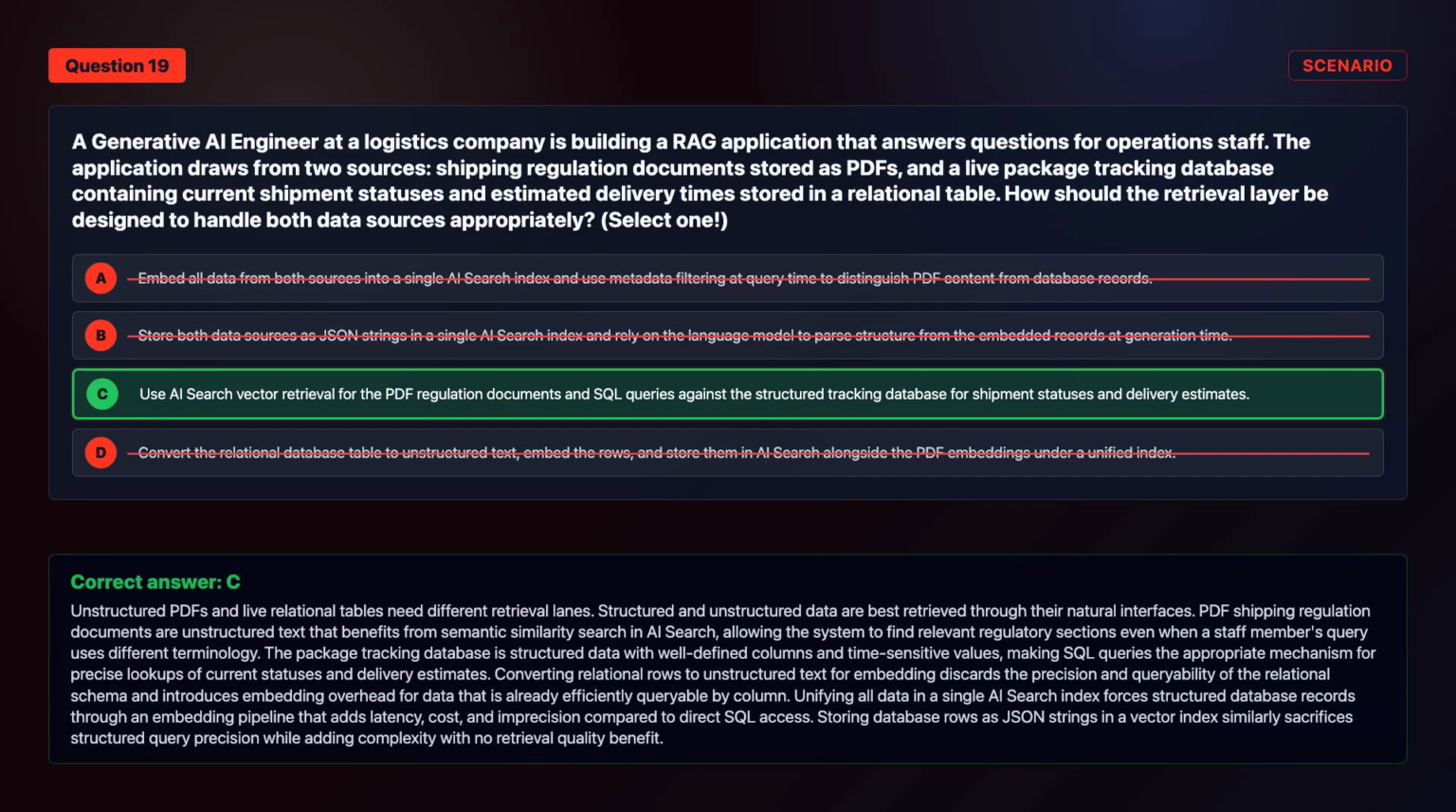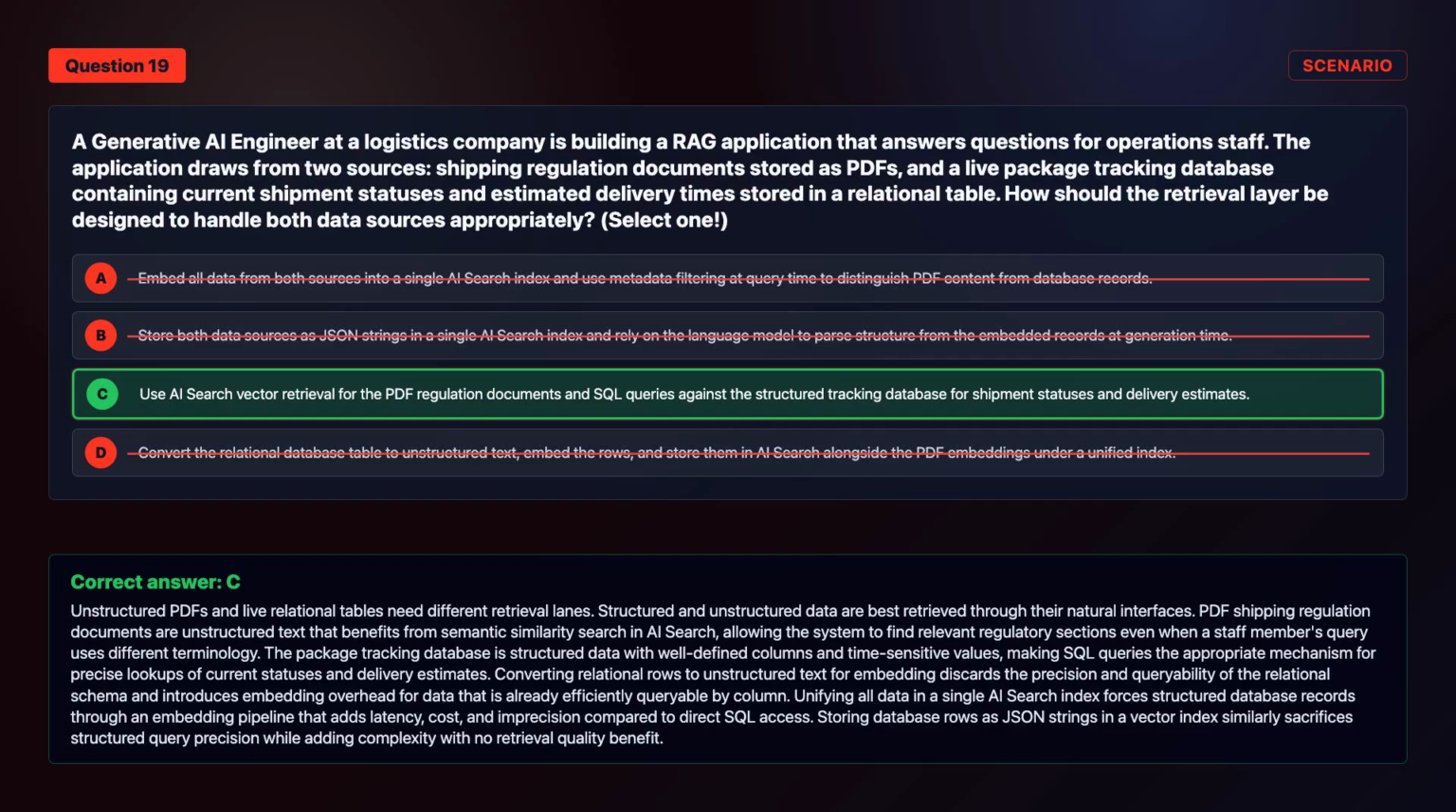The correct answer is option C. Unstructured PDFs and live relational tables need different retrieval lanes. Structured and unstructured data are best retrieved through their natural interfaces. PDF shipping regulation documents are unstructured text that benefits from semantic similarity search in AI search, allowing the system to find relevant regulatory sections even when a staff member's query uses different terminology.